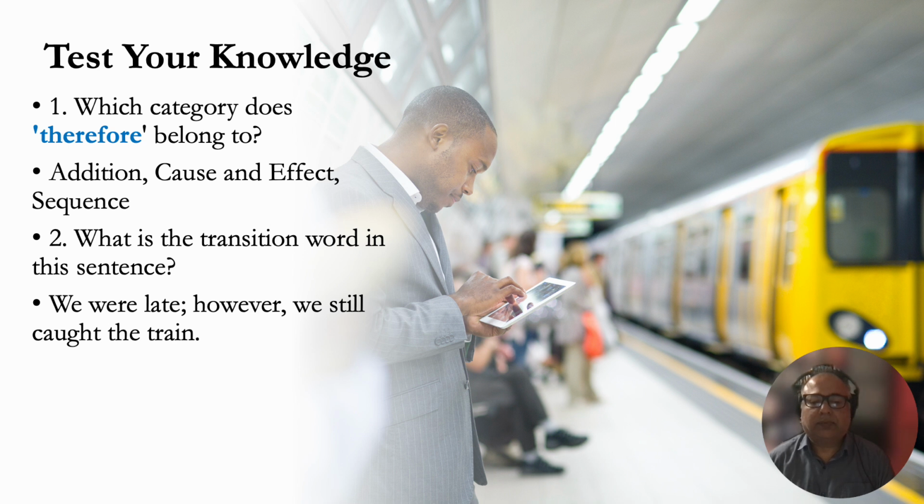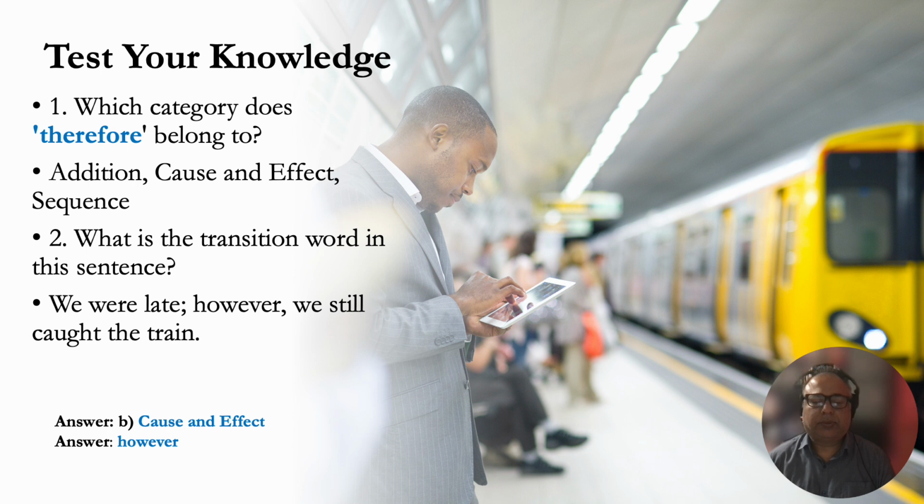Now, let's test your knowledge of transition words, the ones that I have described in this lesson. Which category does "therefore" belong to? Is it addition, cause and effect, or sequence or order? And number 2 is, what is the transition word in this sentence? "We were late, however, we still caught the train." Okay, what are your answers? Try to answer.